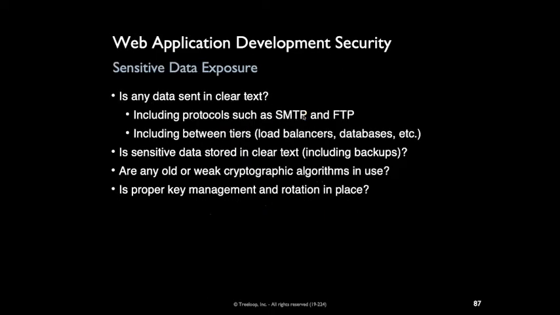All right, so we've got a few more OWASP top 10 items. Sensitive data exposure. We've mentioned it at one point, but let's say a few more things. Here is a short checklist. Number one, is any data sent in clear text? Then you might say, oh no, we're using HTTPS everywhere, so nothing's being sent in clear text.